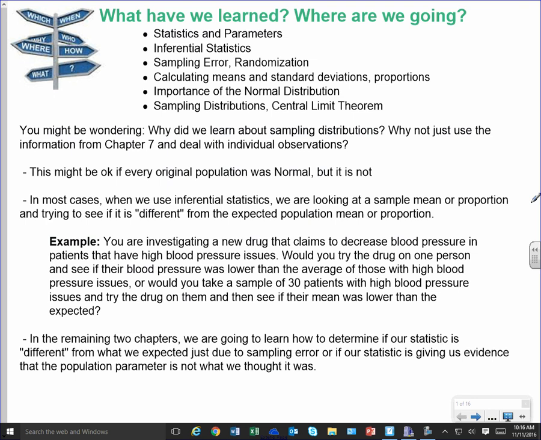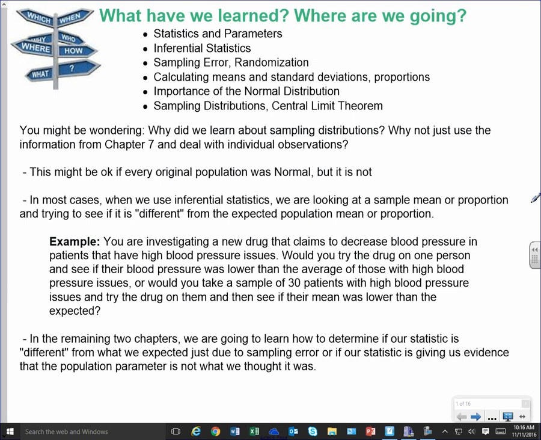The other thing is, most of the time with inferential statistics, we are looking at a sample mean or proportion and trying to see if it's different from what we expected, okay? So you're usually not just looking at a single observation, you're looking at a sample mean or a sample proportion. So for example, let's say you're investigating a new drug that claims to decrease blood pressure in patients that have high blood pressure issues.